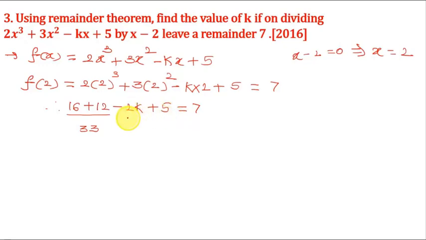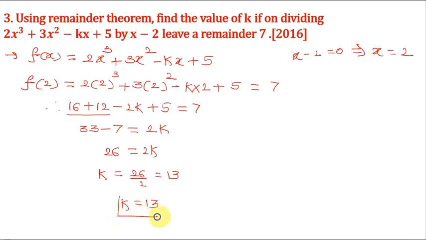Now shift this minus 2k to the right hand side and shift this 7 to the left hand side. Then that is my 33 minus 7 is equals to 2k. Okay. Now 33 minus 7, then you will get here 26 is equals to 2k, and hence k is equals to 26 upon 2, and that is equals to 13, and hence value of k is 13 here. Okay.